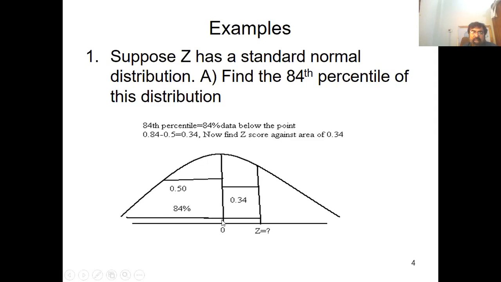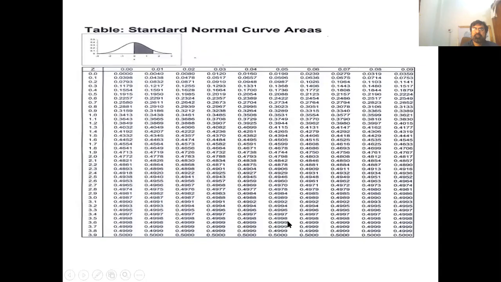And we need the area from here to this z-score. So we have to subtract 0.5 from 0.84, which becomes 0.34. And then you have to look for 0.34, or 0.3400, in the z table. And where does it locate? The upper value in the row and the corresponding value just opposite of this area in the column. You have to add up these two values, and that will become the z-score.